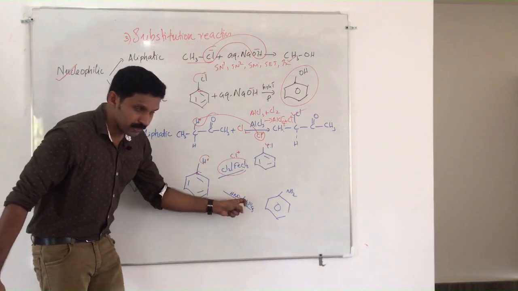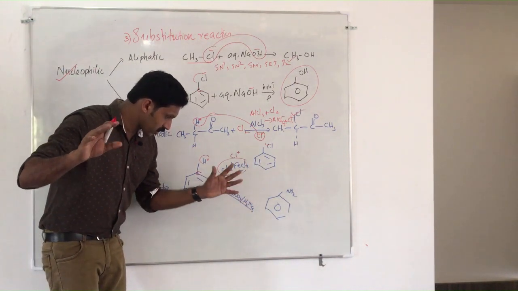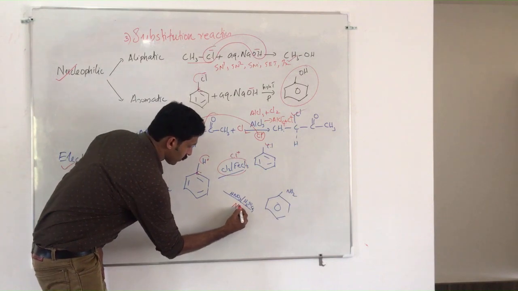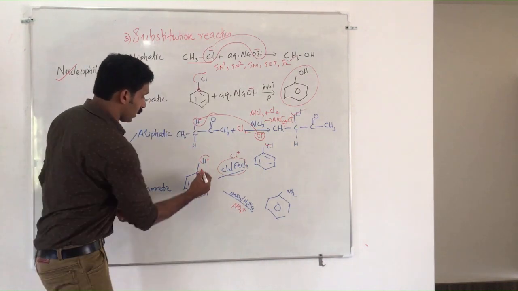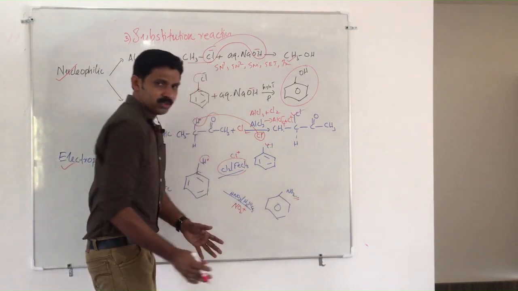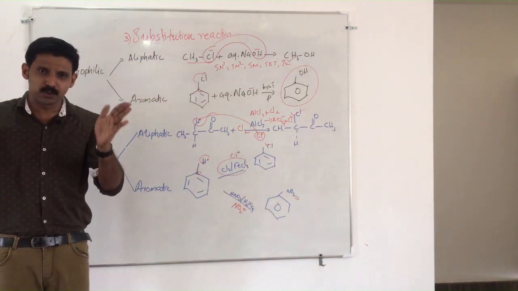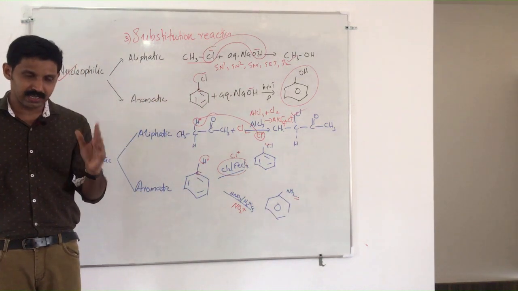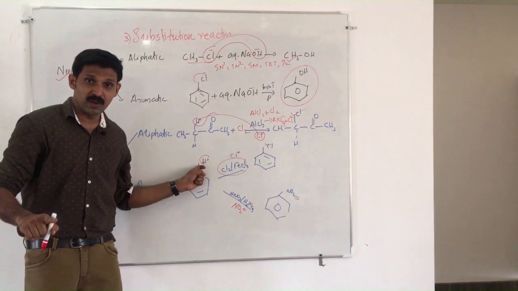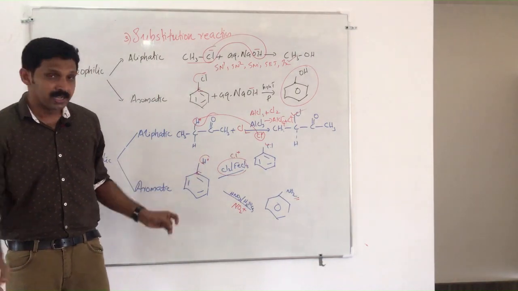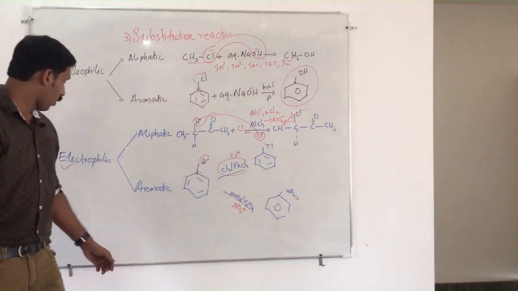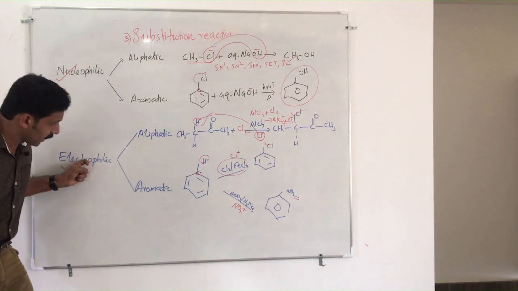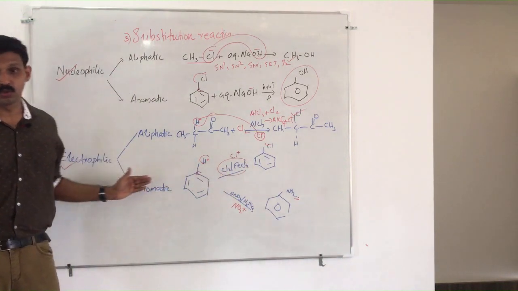Similarly, HNO3 plus H2SO4 in the reaction generates NO2 plus. That NO2 plus replaces H plus to give the nitro compound. So we can say that if any substitution reaction takes place on the benzene ring where H is replaced by another group, such a type of reaction we call an electrophilic aromatic substitution reaction.